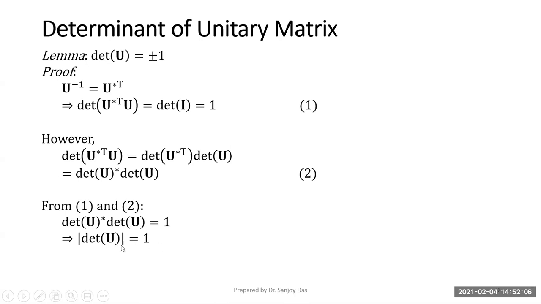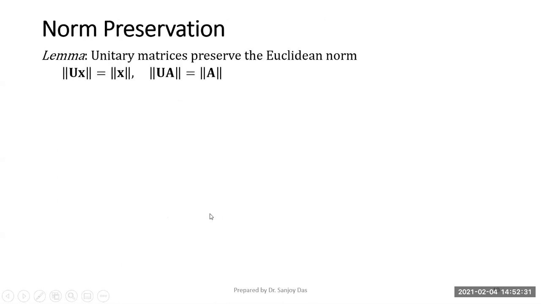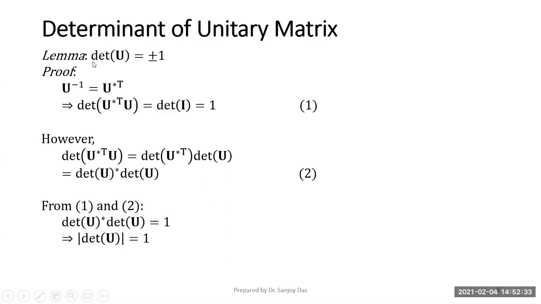So if the square of the determinant equals 1, what do you conclude? That the determinant is either plus 1 or minus 1, correct? Yes. The determinant could be a complex quantity, so you can have an absolute value here too. So there were 2 typos here. Determinant of U is plus or minus 1.